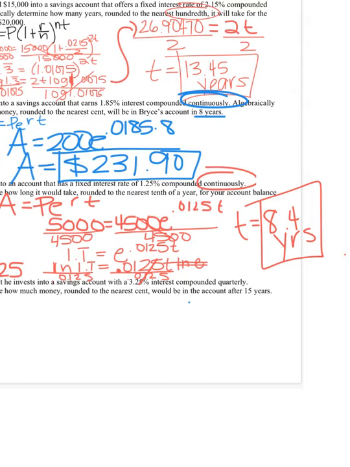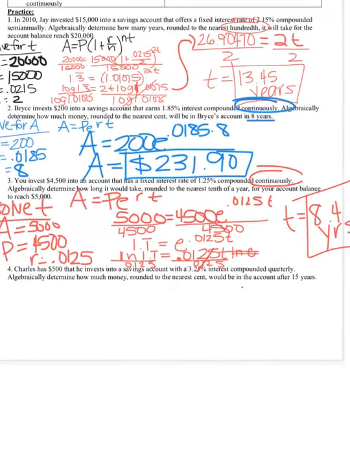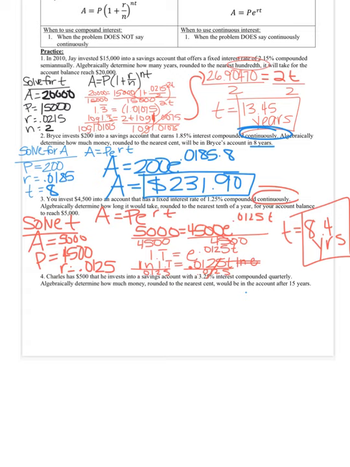All right, and then the last one. Charles has $500 that he invests into a savings account with a 3.2% interest rate, compounded quarterly. This does not say compounded continuously, so we are going to use our compound interest formula. The question says, algebraically determine how much money. So again, that's your future dollar amount, your future balance. So that would be your A variable that you're going to solve for.